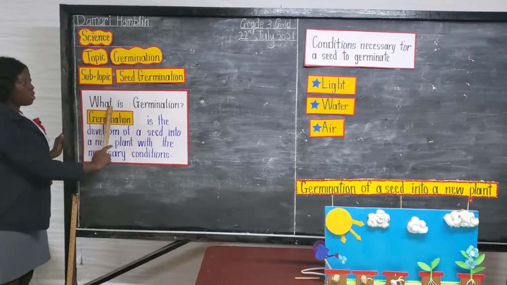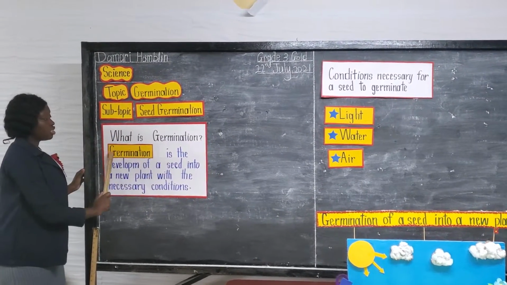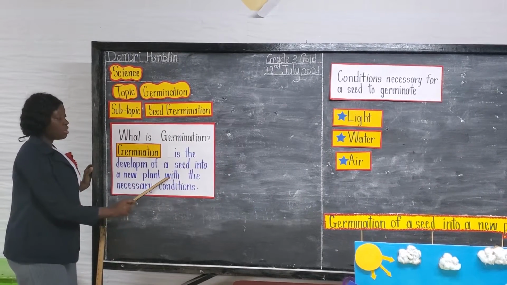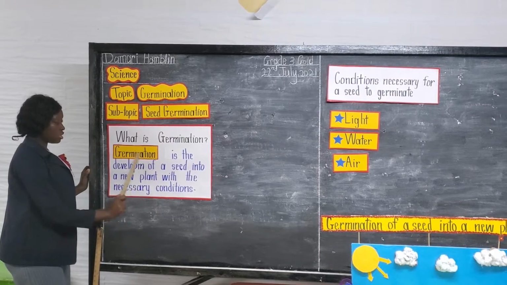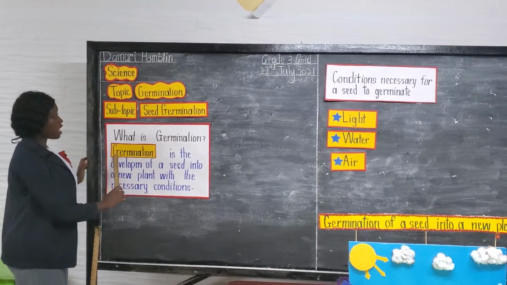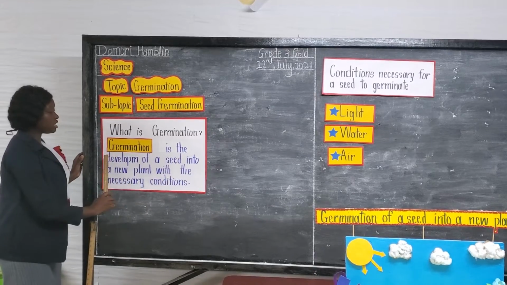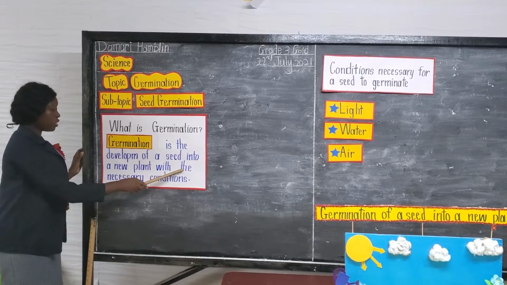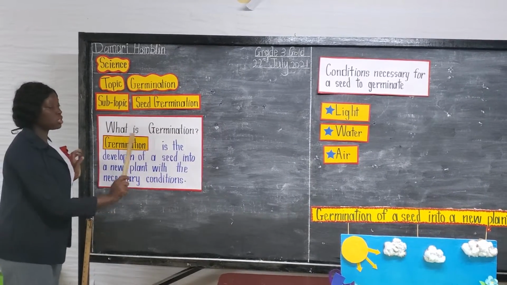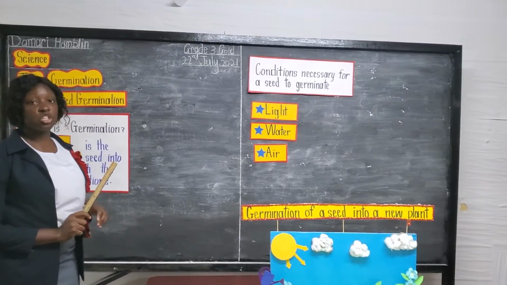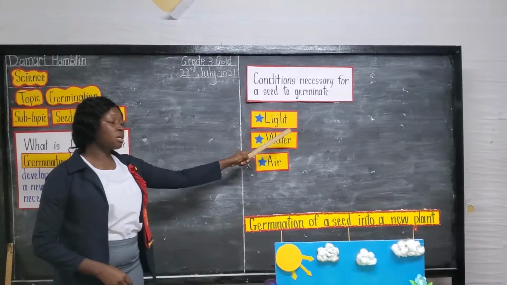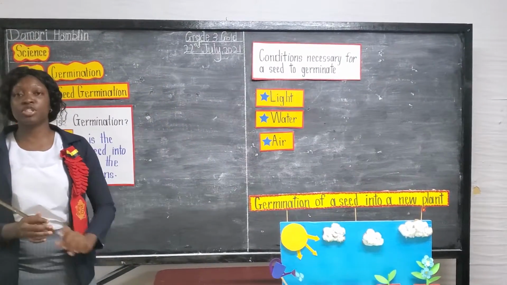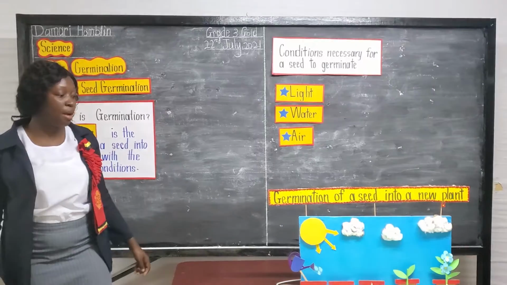Germination. What is germination? Germination is the development of a seed into a new plant with the necessary conditions. What is germination one more time? Germination is the development of a seed into a new plant with the necessary conditions. And some of those conditions are light, water, and... yes, Mauricio, air. Great job.